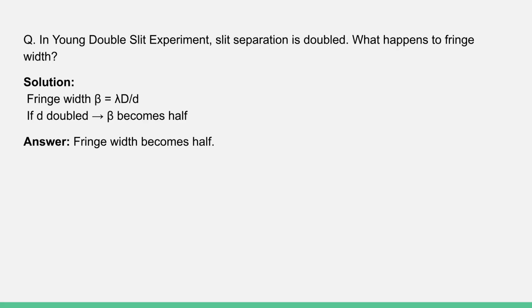Question: in Young's double slit experiment, the slit separation is doubled. What happens to the fringe width? Solution: fringe width β equals λD/d. If d is doubled, β becomes half. Thus, the fringe width becomes half.